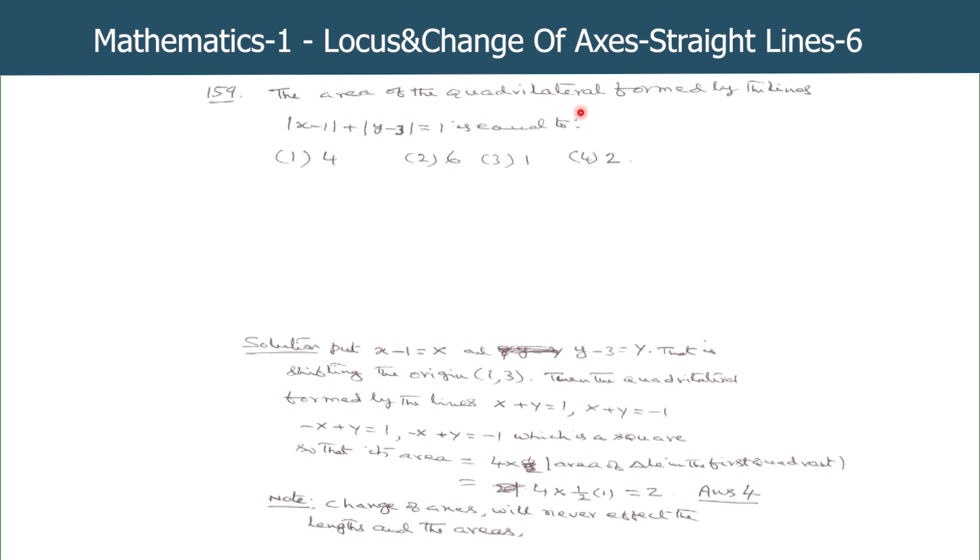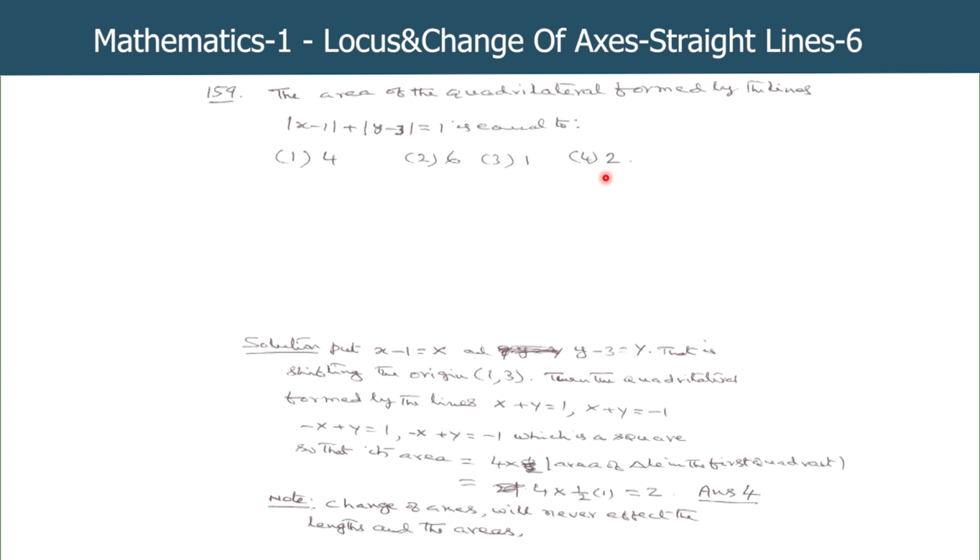Next, 159. The area of the quadrilateral formed by the lines mod x minus 1 plus mod y minus 3 is equal to 1, in square units. And here, please shift the origin to the point 1, 3.